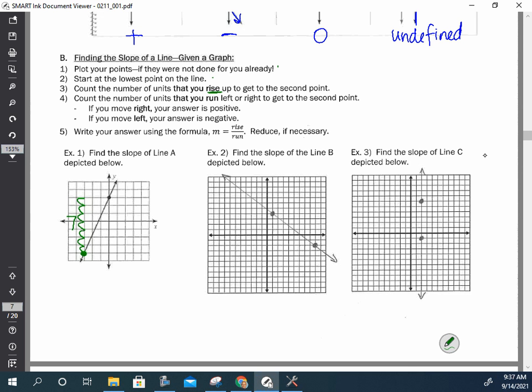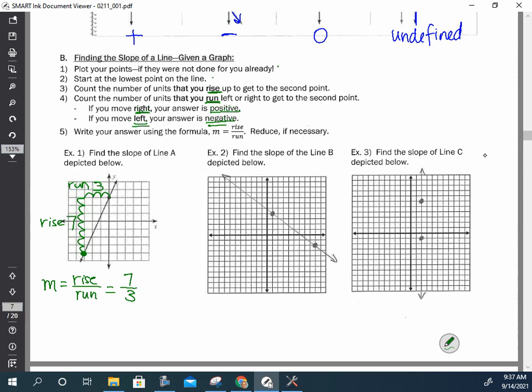So count the number of spaces that you would rise, and then count the number of spaces that you would run. Running is either going to run to the right or run to the left. So if you run to the right, that means your final answer is going to be positive. If you run to the left, then your final answer is going to be negative. So in this case, 1, 2, 3. So my rise was 7. My run was 3. So if you remember from Algebra 1 and geometry, to find your slope, that is your rise divided by your run, which is 7 over 3.